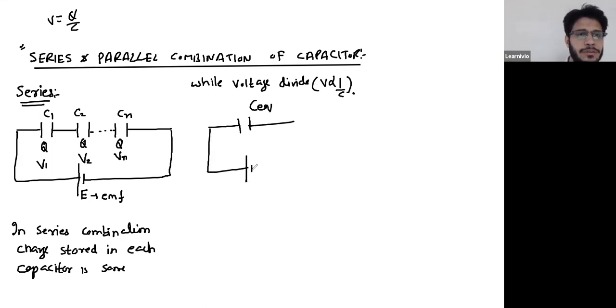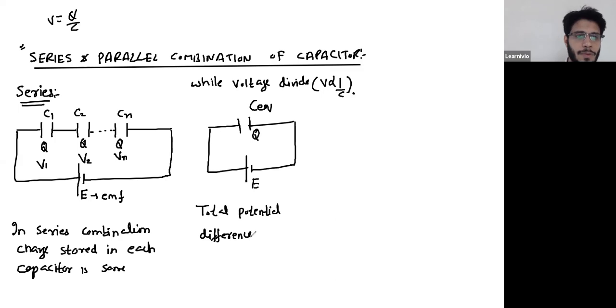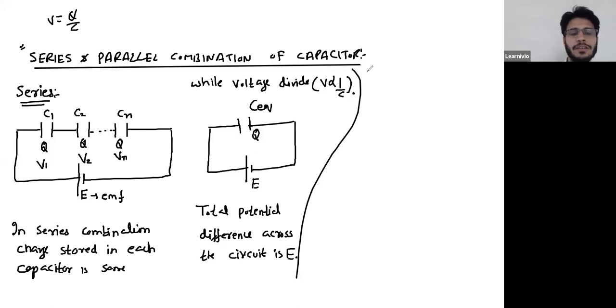And I connected this C equivalent to the cell of EMF E. This is the charge stored. So the total potential difference across the circuit is E. So what is E? E is the maximum, the total potential difference across the circuit. See, the total charge stored in the circuit is Q.